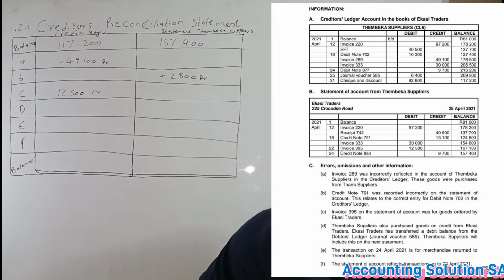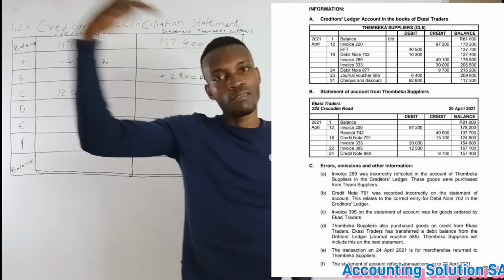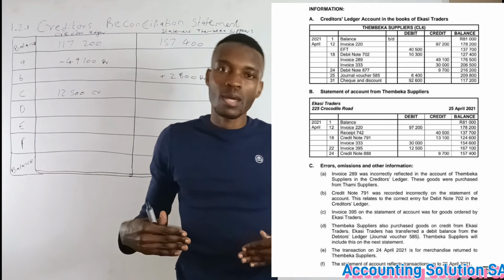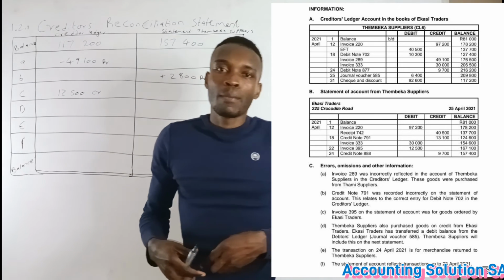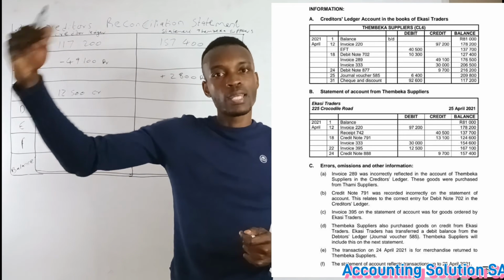585 is the amount of 6,400. Okay, 6,400 has been included on the creditors ledger account, which means that even on the statement of account of Tembeka it must be included until it appears. Remember when we do bank reconciliation statement, if we paid something in advance, maybe we are in January now, and we make a payment of March, which means that amount must reflect until that month.